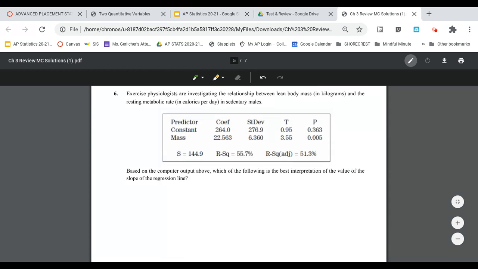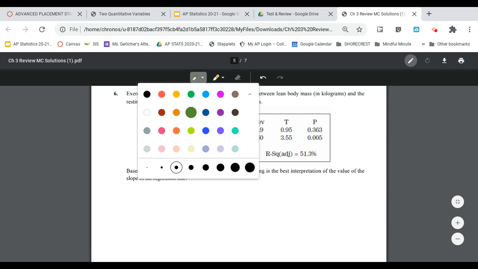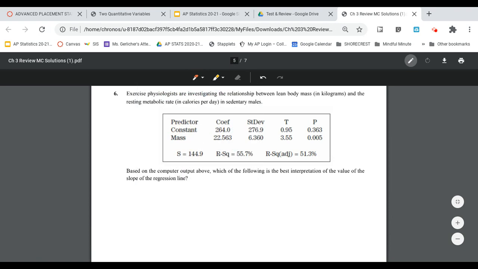Number 6 is about reading the computer outputs. Now, these will show up on the test. They'll be in the multiple choice and in the free response. So make sure that you are able to read these. Make sure that you have that paper I had, pointing to what is where, or a Post-it note to pages 191, 192 in the book, and you can flip to it and look at it that way.